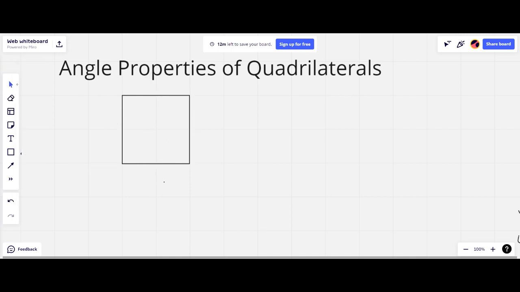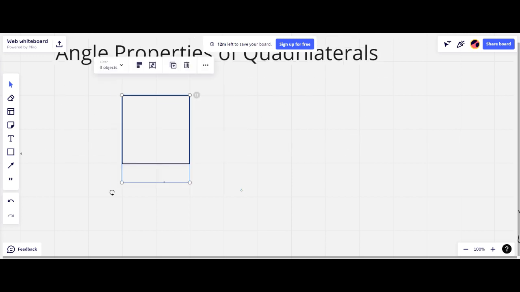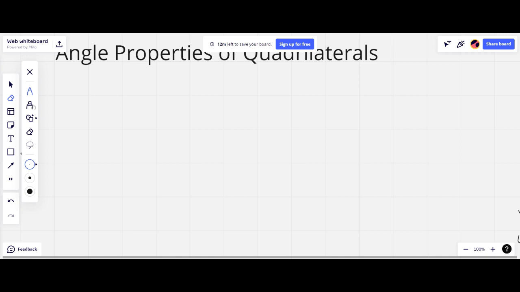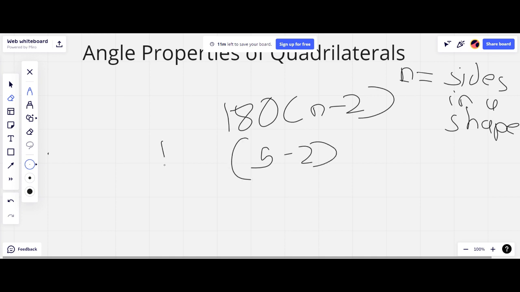In fact, I'd like to tell you about a formula. This formula is called 180 times n minus 2, and n is the amount of sides in a shape. So a pentagon has 5 sides. So 5 minus 2 times 180. 180 times 3 equals 540. So the answer 540 is the total amount of degrees a pentagon has when you add up all of its angles.